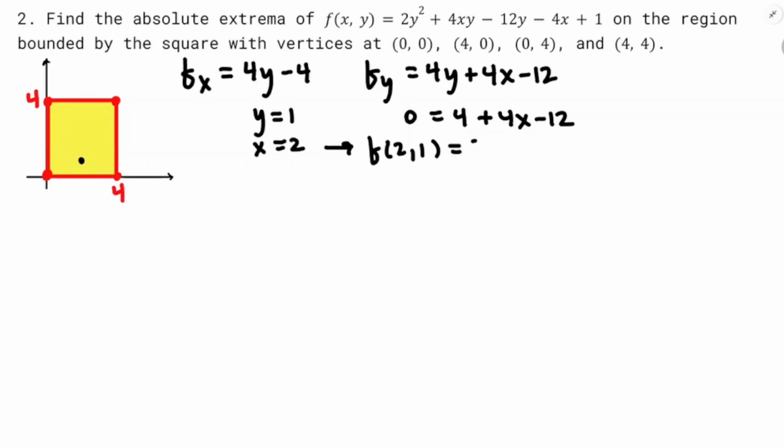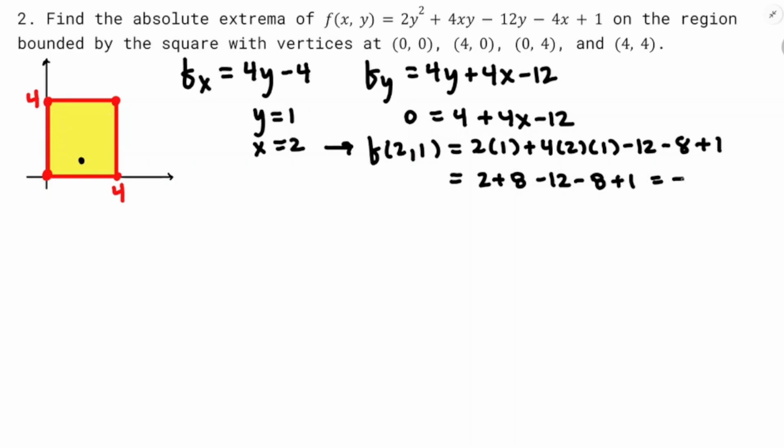And I'll have 2 times y squared plus 4 times x times y minus 12y minus 4x, and then plus 1. I'm going to run out of room if I don't start doing some of this arithmetic mentally. So that's going to be 2 plus 8, which is 10, minus 20 is going to be negative 10, plus 1 is negative 9. All right, and so that's the value of the function at its only critical point.